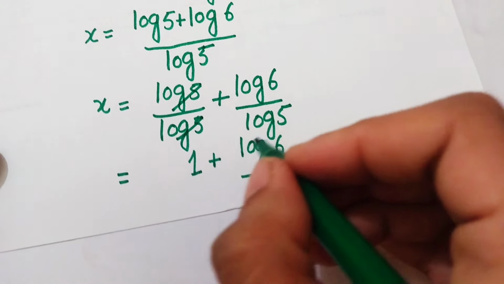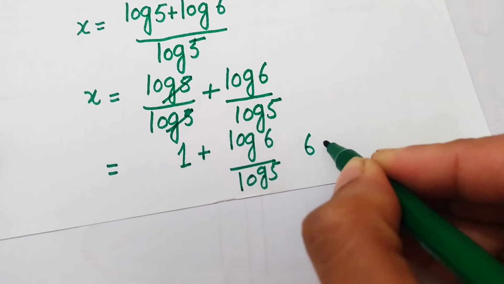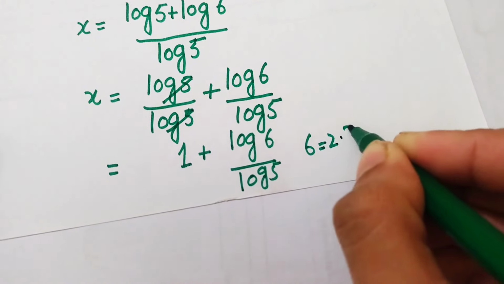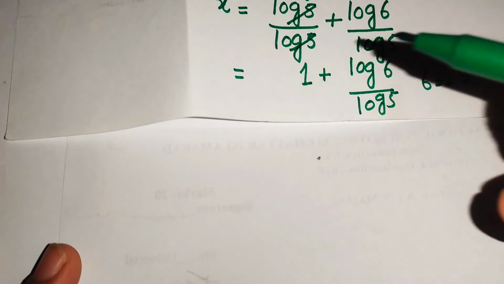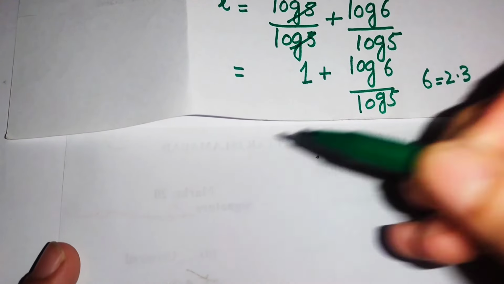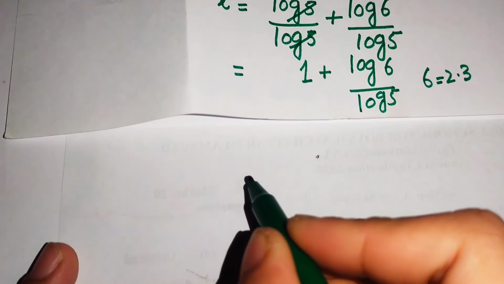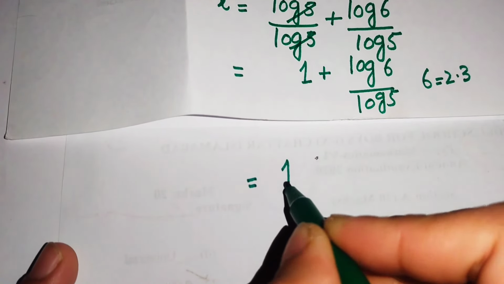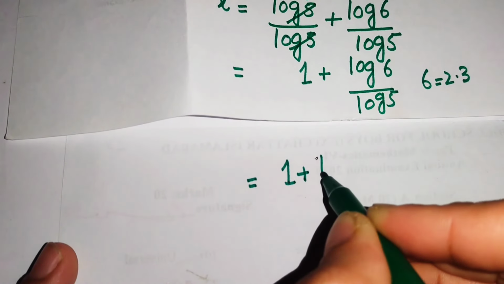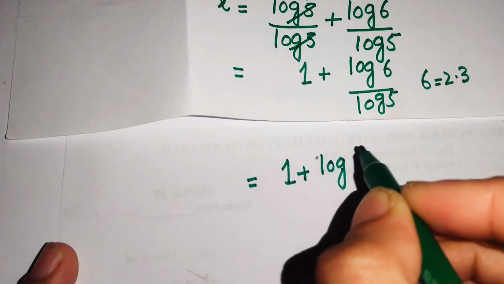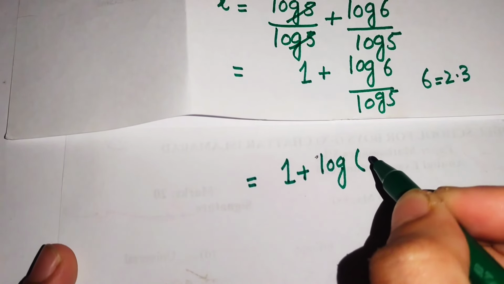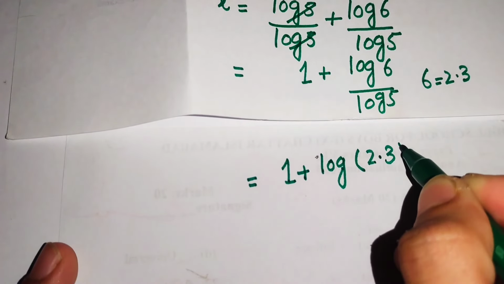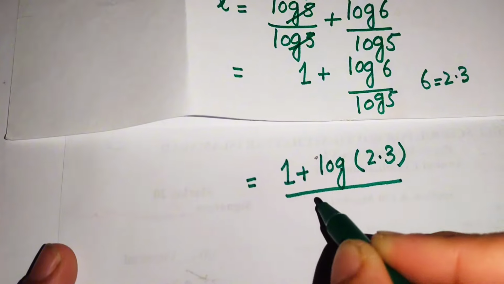6 we can write as 2 into 3. So we write it as 1 plus log of 2 into 3, over log 5.